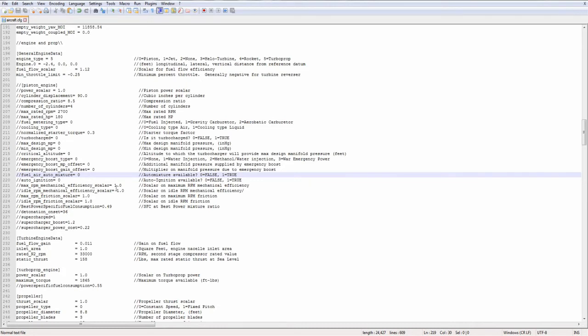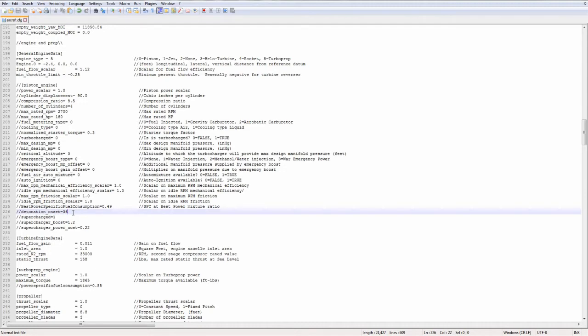Maximum rated mechanical efficiency scaler. These next 4 are just scalars on things like max RPM, idle RPM, max RPM friction, and idle RPM friction. Best power specific fuel consumption, which is the specific fuel consumption at best power mixture. It's a ratio. Now, these last 4, you're not commonly going to find on add-on planes, and you're really only going to find them on one default plane, and that is detonation onset. Now, this was a feature added with FSX Acceleration, and it is a maximum manifold pressure where if you cross above that, detonation begins to occur.